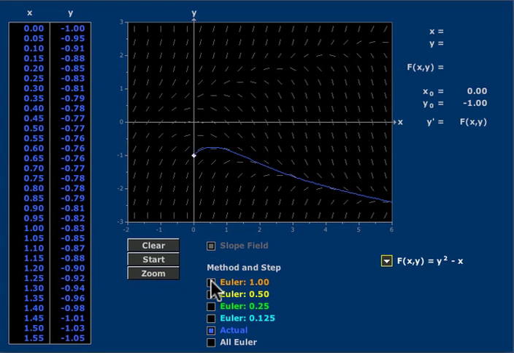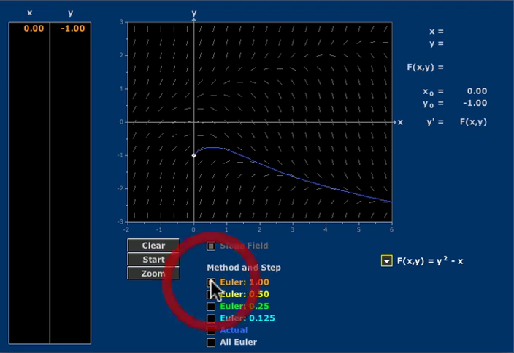If I set the step size to be 1, I can then click Start, and this will draw a tangent line segment with delta x equal to 1, starting at my initial condition, and with slope given by the slope field at that point. So the tangent line approximation to y of 1 is the value 0. Well, that's not very good, but I can improve things by using a smaller step size.